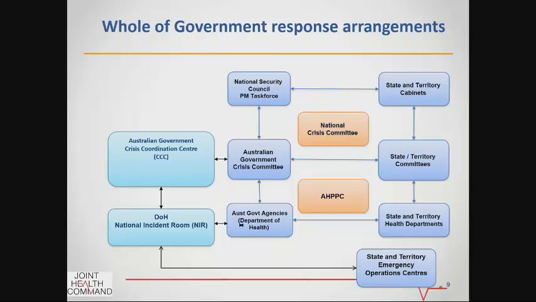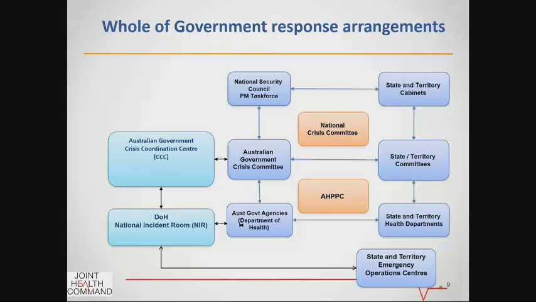Now, here's an org chart. I promised you org charts, and this shows how you link up what's happening at the state level with what happens at the national level, and potentially how that links internationally. You can see the state and territory making decisions, they've got their state committees. If it's a health issue, that will come down to the State Health Department. Over here, we have the National Security Council, a Prime Ministerial Task Force that links to the Australian Government Crisis Committee, which would link to its own agencies; for a health issue, it's the Department of Health. Then in the middle, we have the linking committees, which is the National Crisis Committee at this level, and for health, we have the Australian Health Protection Principal Committee, which joins up what's happening in the states with what's happening at the Commonwealth.